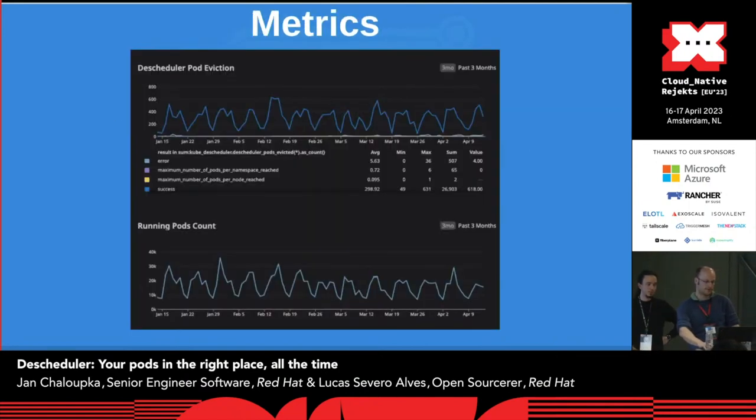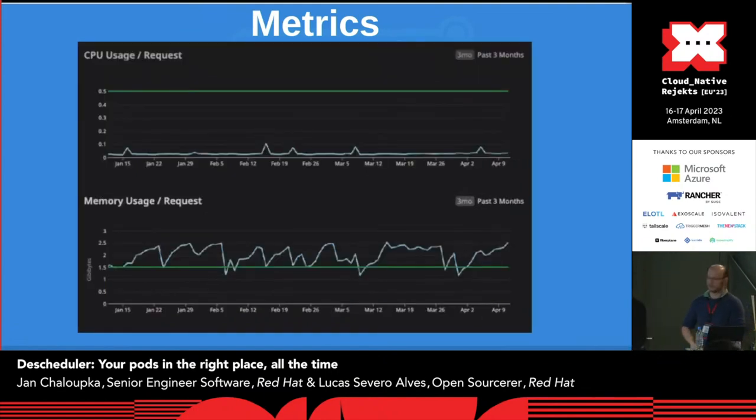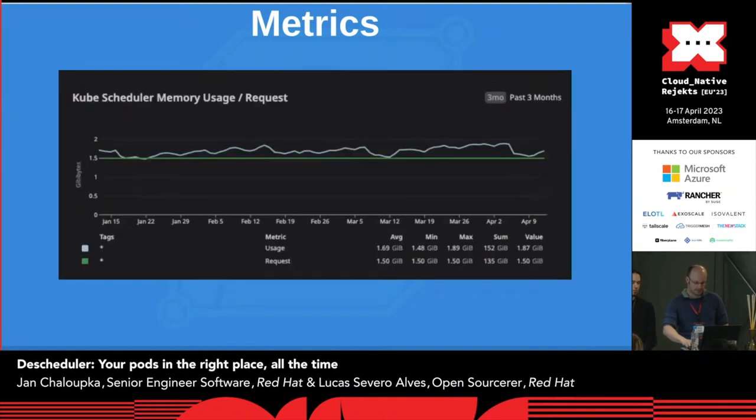We also have the resource consumption of running the descheduler over this huge cluster. The CPU consumption is, let's say, low, it's fine, but the memory consumption is quite high, over 1.5 gigabytes of memory, up to 2.5 sometimes. We also have the resource consumption of the kube scheduler, and it's also above 1.5, so we are not doing so badly, but there's always some space for improvement. Once the descheduling framework is done, we plan to improve the memory consumption and try to bring it down.